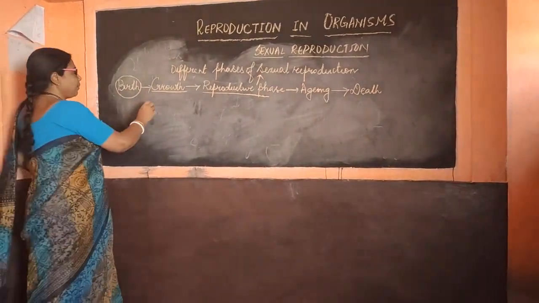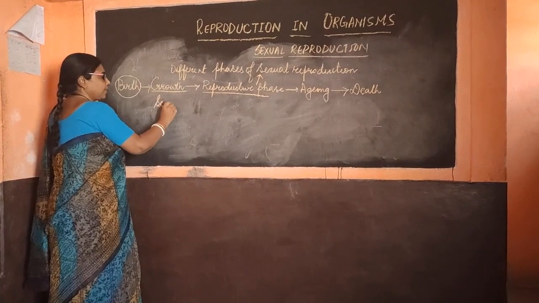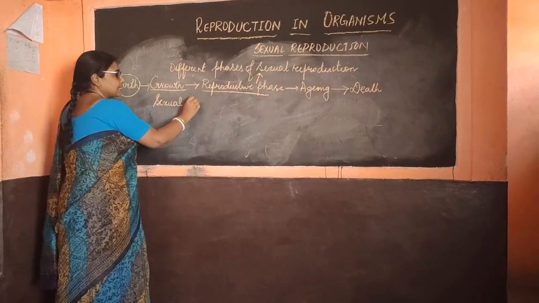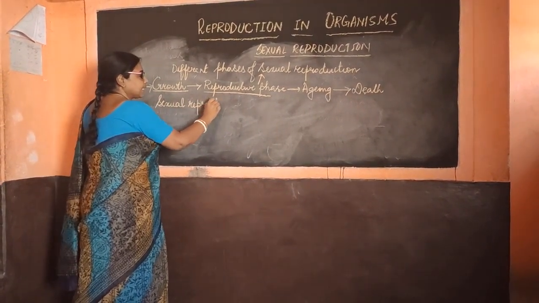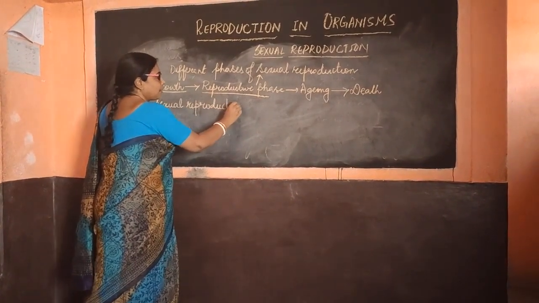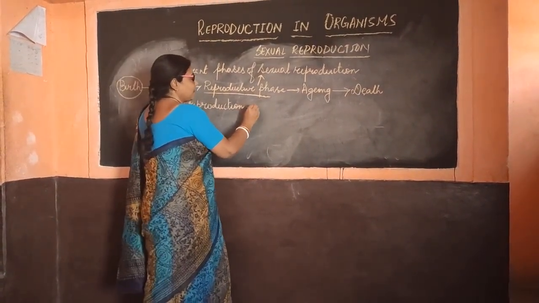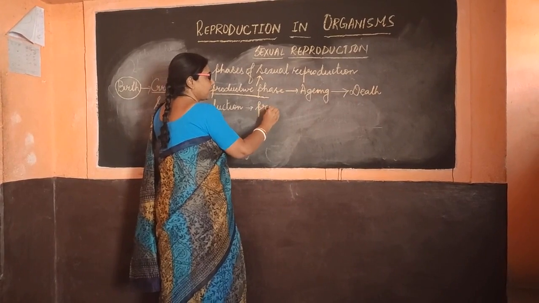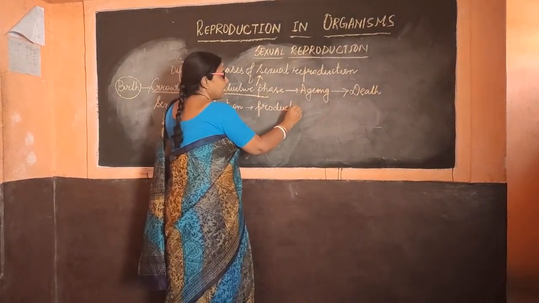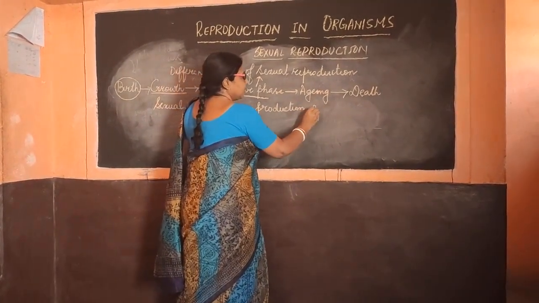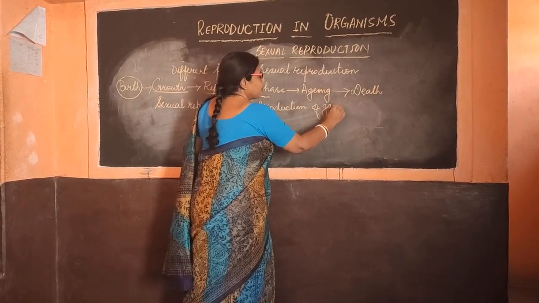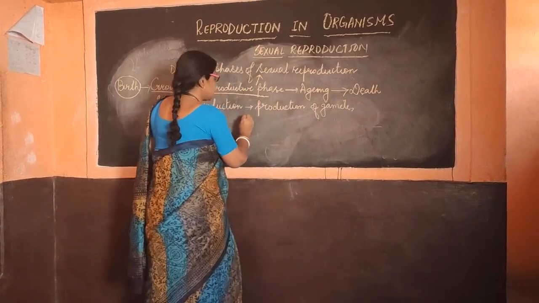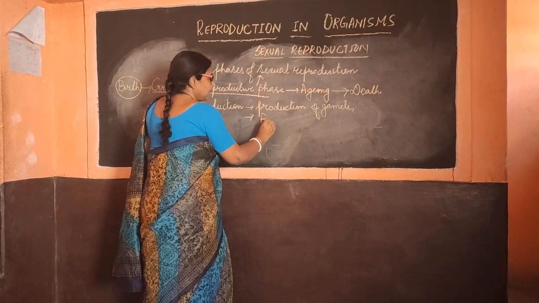Now sexual reproduction, what is sexual reproduction? We have discussed the difference between sexual and asexual. You all saw there is production of gametes as well as fusion of gametes.